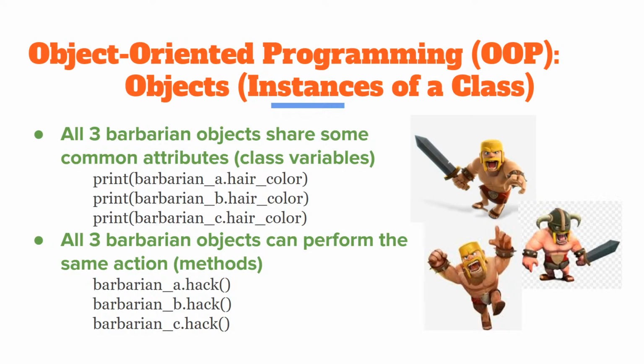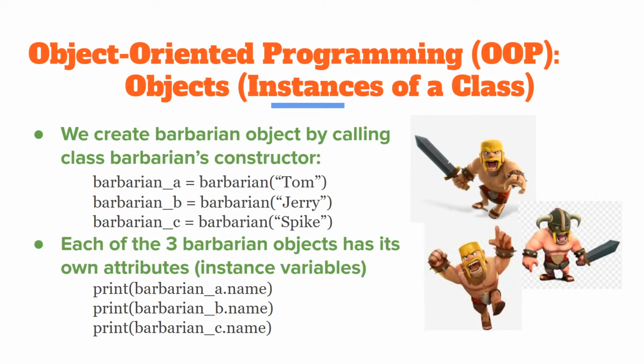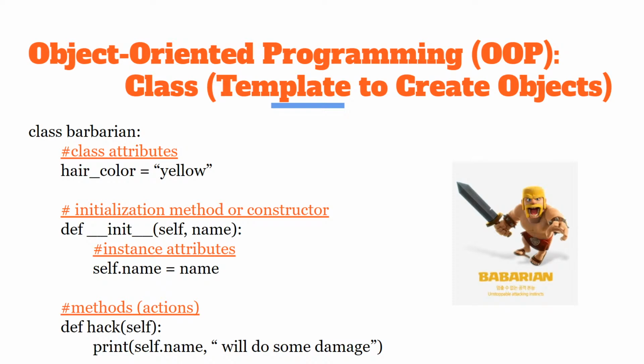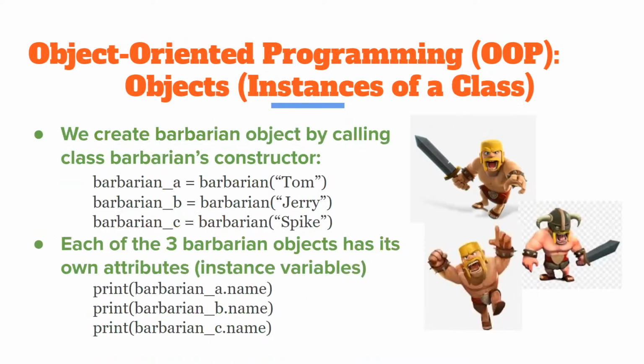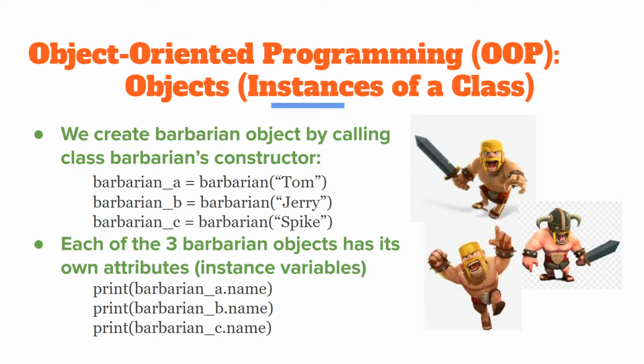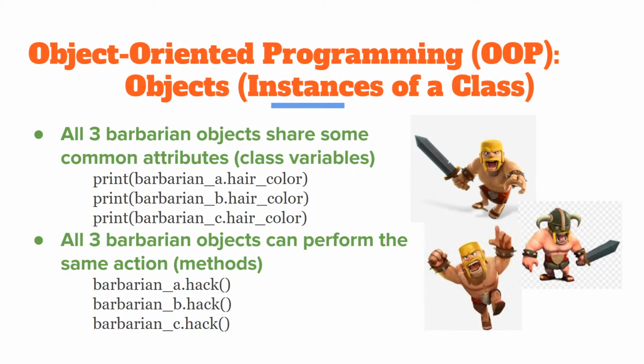Alright, so now we see, obviously we can call these instance variables, and we can look at these attributes, but we can also look at the class variables or the common attributes like hair color. So no matter which barbarian you call on, it will always return yellow. And finally is going to be calling the methods. We can see back here we have one method called hack, and all three of the barbarians can hack. So Tom can hack, Jerry can hack, Spike can hack.